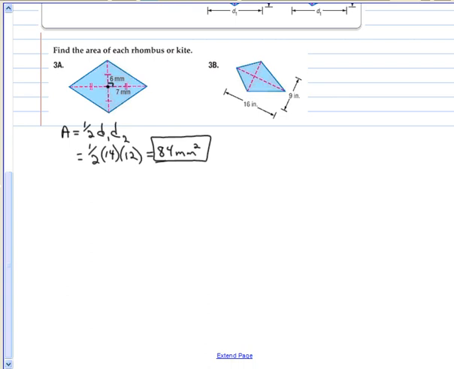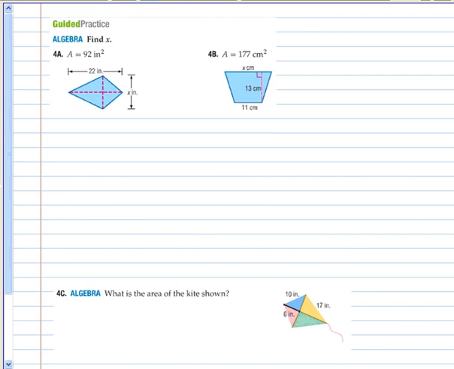Now on a kite, the diagonals are perpendicular. Do they bisect each other on a kite? No, they don't. So this one, 1/2 diagonal 1, diagonal 2. Half of 16 is 8, so 8 times 9 is 72 inches square. Easy. You just need to remember these formulas. The math is easy generally, but remembering the formulas as we start getting a few more formulas.